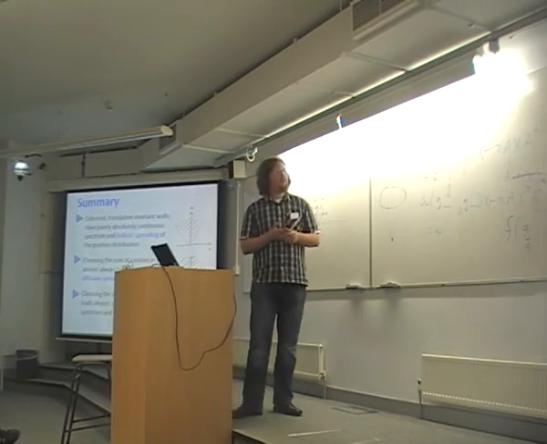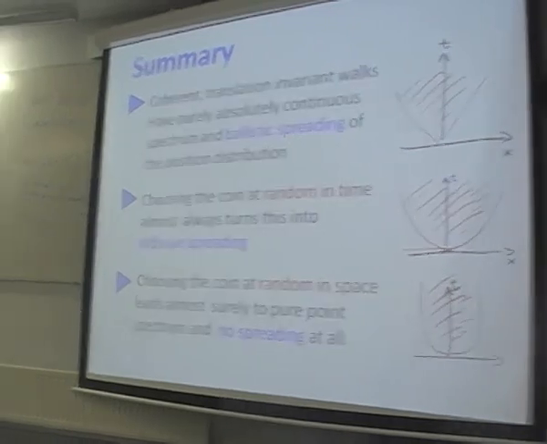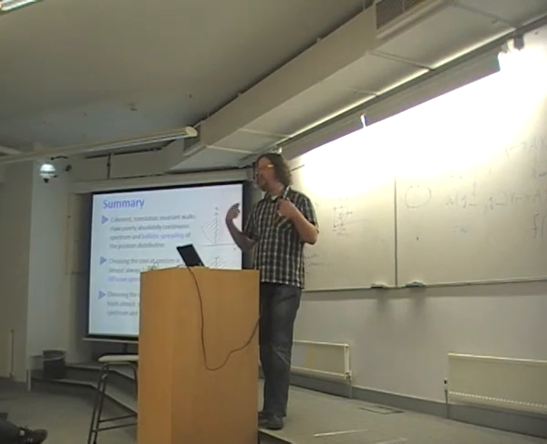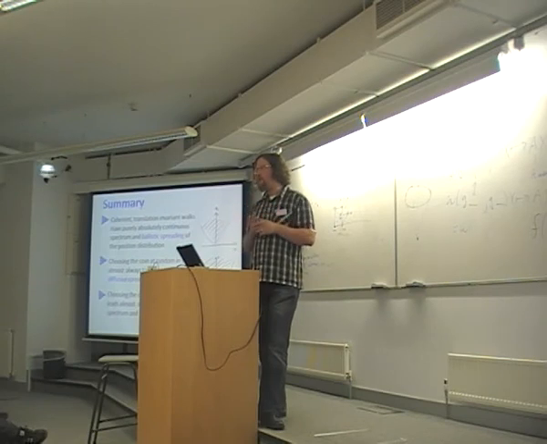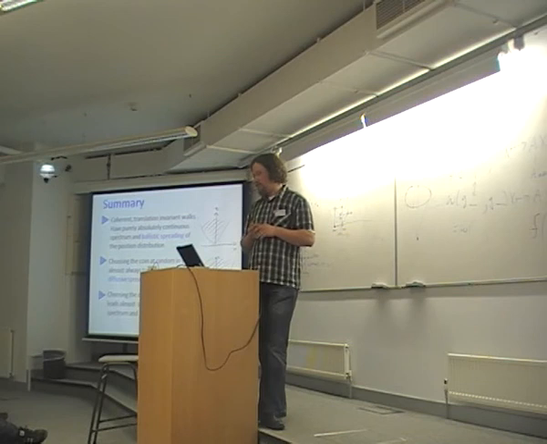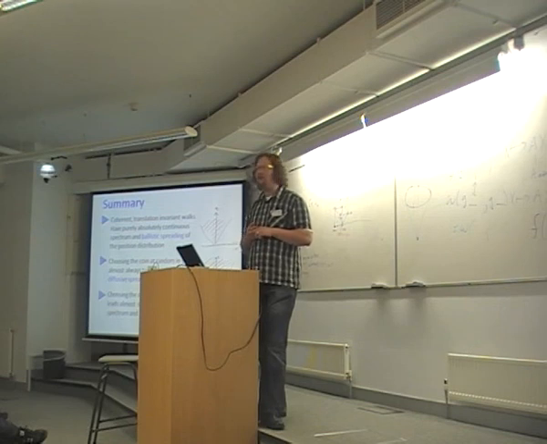And to sum up, the first two points Reinhard told you about. Here it's stated again in terms of the spectral type. For a translation invariant walk, you will indeed get this quadratic speed up over the classical case, so ballistic spreading. If you have some randomness in time, so you choose a new coin at every time step, you can end up in a situation where you have diffusive spreading. And even worse, if you disturb the coin in the spatial direction, there might be no spreading at all.